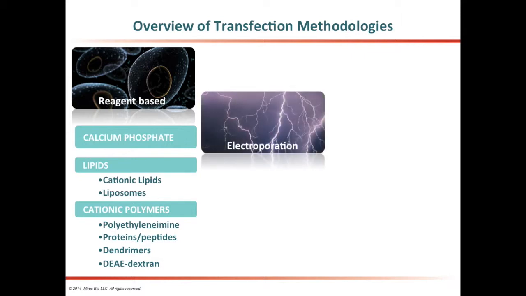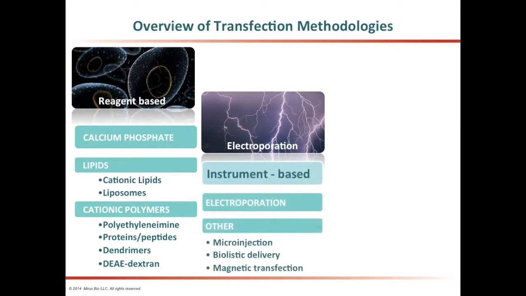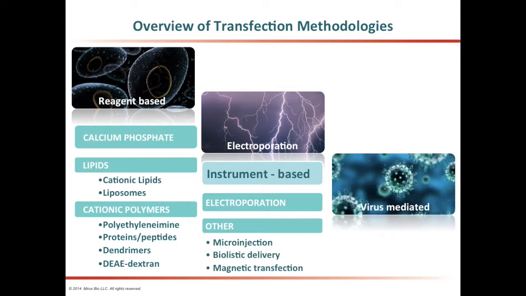There are also instrument-based methods for nucleic acid delivery, the main one being electroporation, which uses an electrical pulse to create transient pores in the cell membrane through which nucleic acids can enter the cell. Other physical approaches include microinjection, bioballistic delivery, and the use of an externally applied magnetic field. Then, finally, some researchers also refer to virus-mediated techniques as transfection.